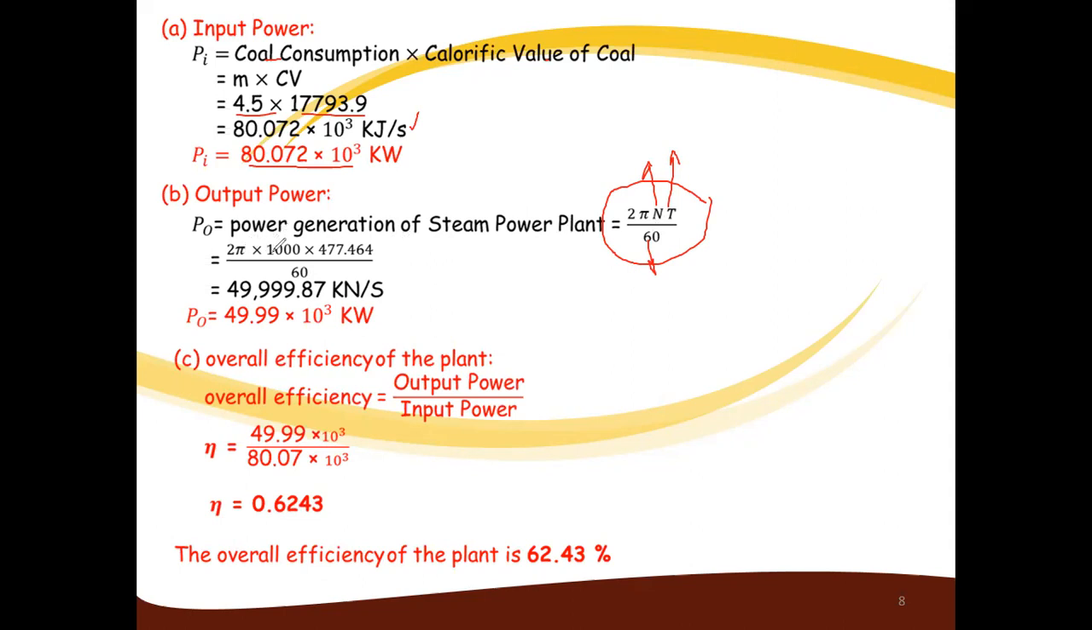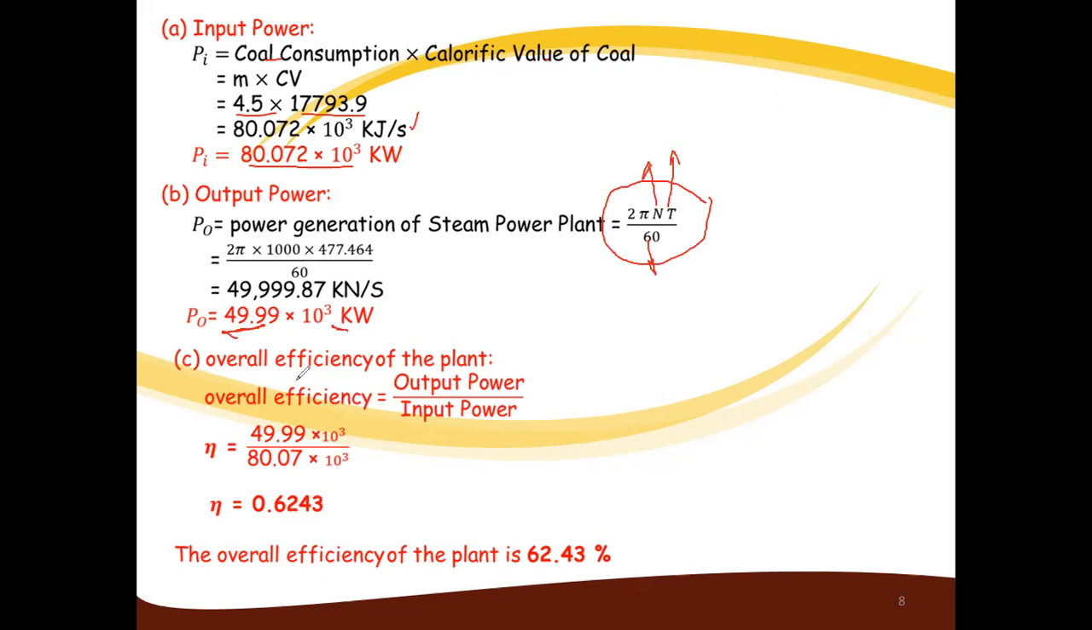So 2 pi, speed is 1000, torque is 477.464 kilonewton divided by 60. So we get the value in kilonewton per second. So it is 49,999.87. So in kilowatt, it becomes 49.99 into 10 raised to 3 kilowatt.